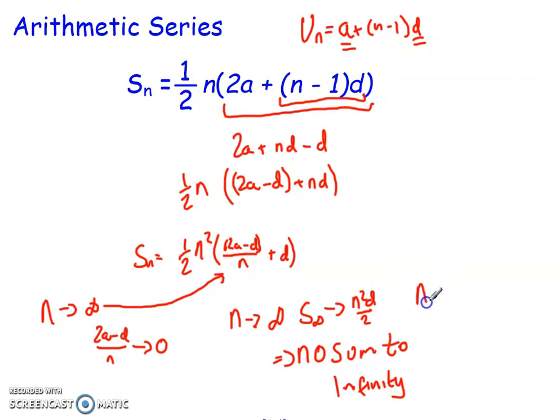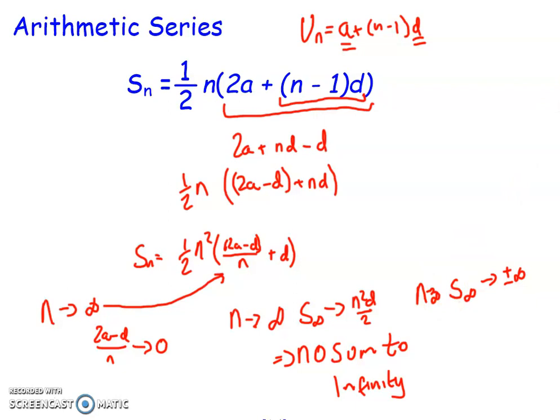So as n tends towards infinity, for an arithmetic series, the sum to infinity tends towards plus or minus infinity depending on the value we're going towards here. So we have no formula for the sum to an infinite number of terms of an arithmetic series.